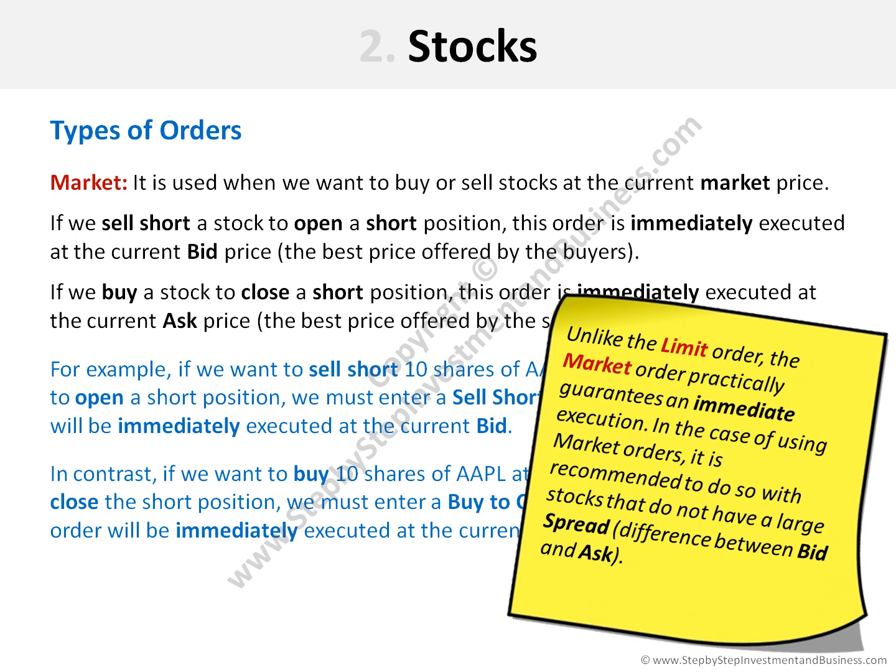Something important to note is that unlike the limit order, the market order practically guarantees an immediate execution. In the case of using market orders, it is recommended to do so with stocks that do not have a large spread, that is, a large difference between the bid and ask prices. So it is recommended to use market orders with liquid stocks.